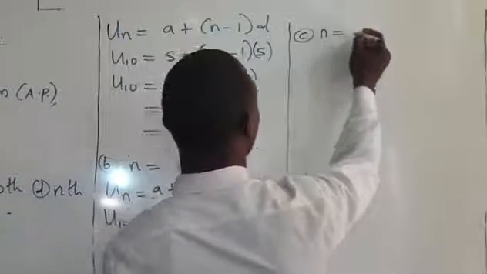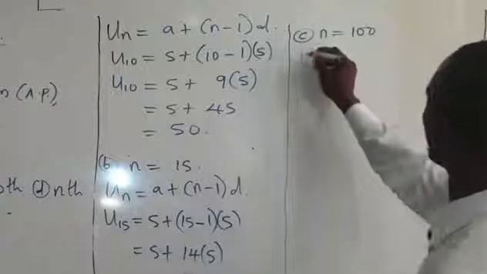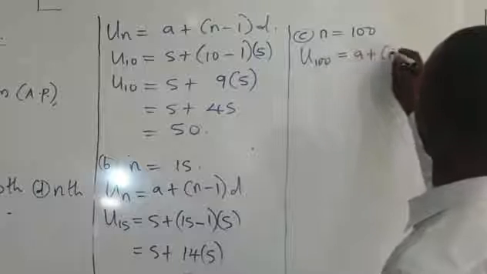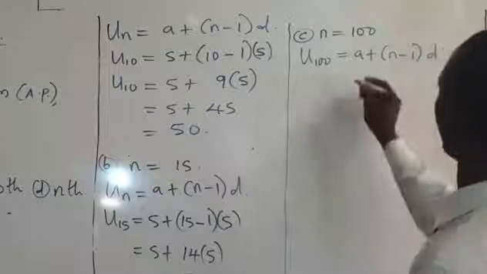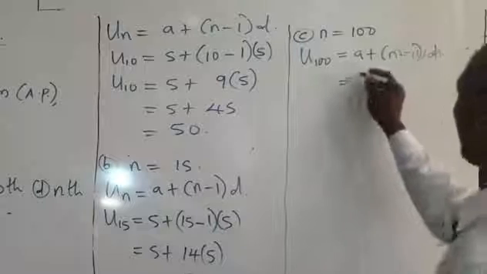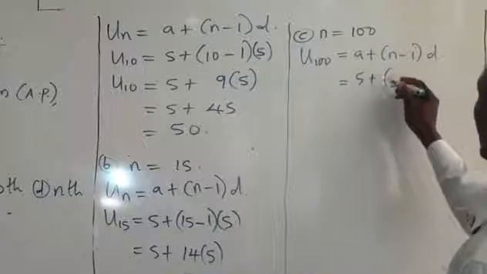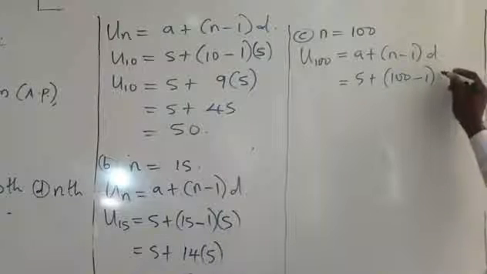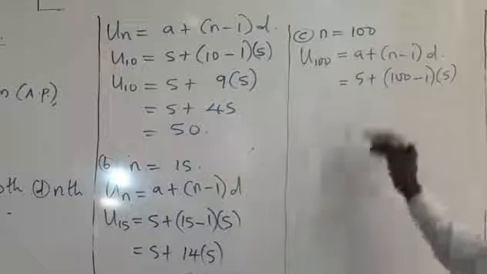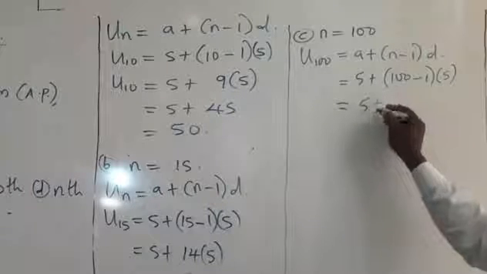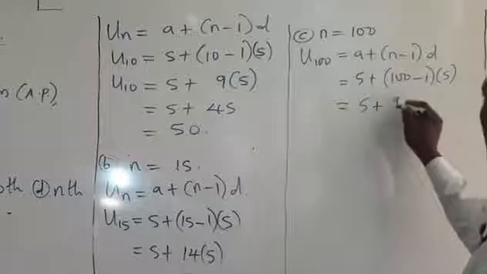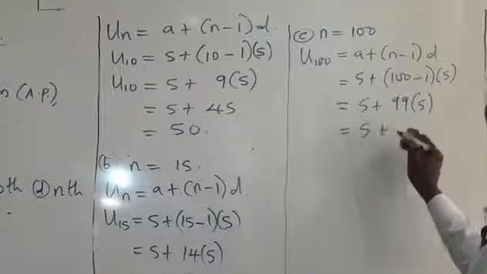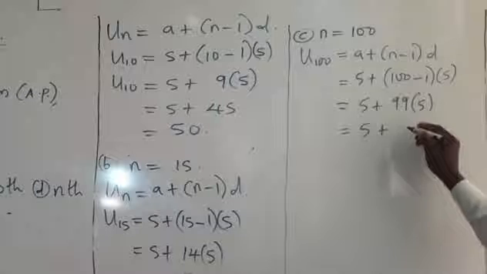Number of terms we are looking for is 100. So U100 is equal to a plus n minus 1 d, which is equal to, the first term is 5, plus number of terms 100 minus 1 multiplied by 5, which is the common difference. So which is equal to 5 plus 100 minus 1, that's 99, multiplied by 5. So which is 5 plus 5 times 9, that's 45.